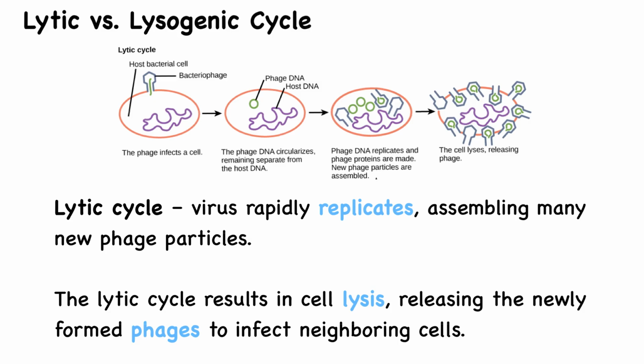In the lytic cycle, the virus rapidly replicates inside the bacterium, assembling many new phage particles. Eventually, the bacterial cell bursts or lyses, releasing the newly formed phages to infect neighboring cells.